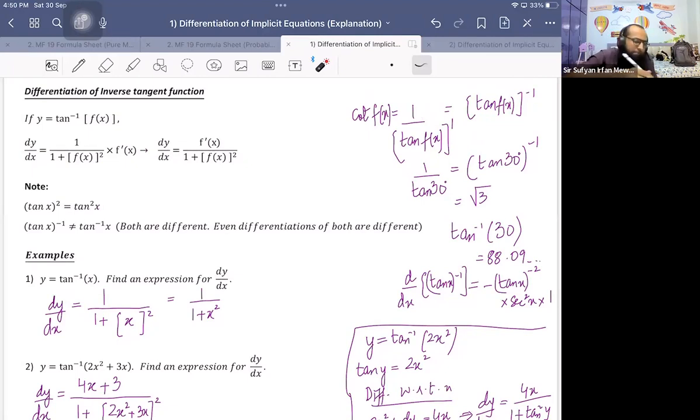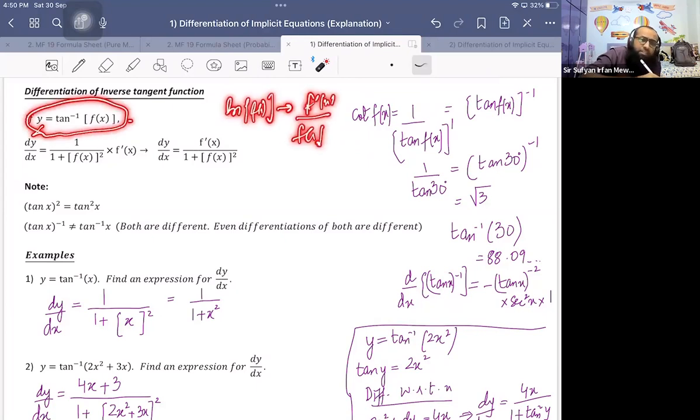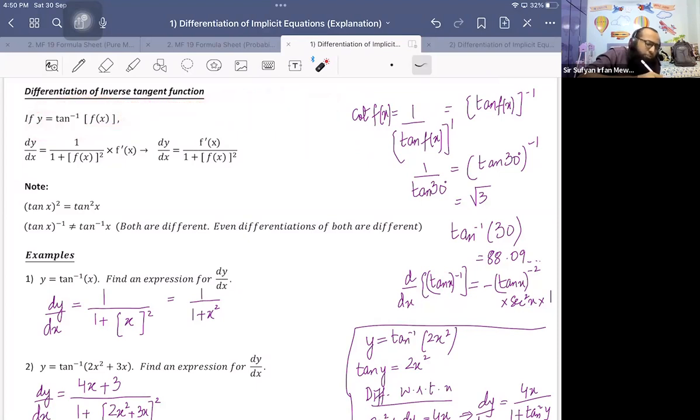So if we look at it, differentiation of inverse tangent function. If y equals tan inverse f(x), we know that if the function is ln f(x), the differentiation is f prime x upon f(x), right? Similarly, if we have to differentiate tan inverse f(x), so tan inverse being applied on a function, what is the differentiation of that? The differentiation is 1 upon 1 plus f(x) whole square, multiplied by f prime x.